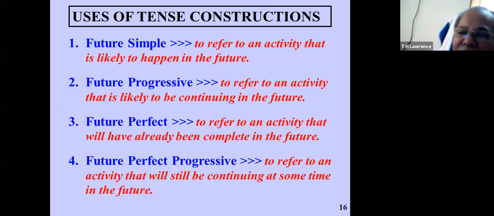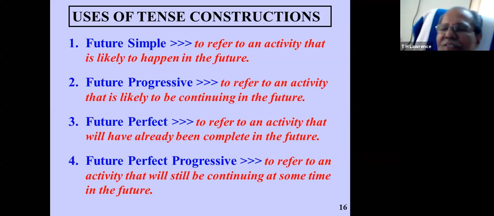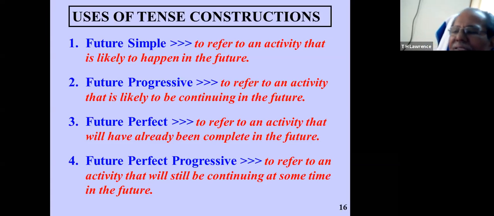Now future perfect, that is to refer to an activity that will have already been complete in the future. So again, let's take this situation. At 11:15 we will have an interaction, as I have already said. Now 11:14. At 11:14, what would be the situation? I will have completed my talk, right? Will have completed is the future perfect tense construction.